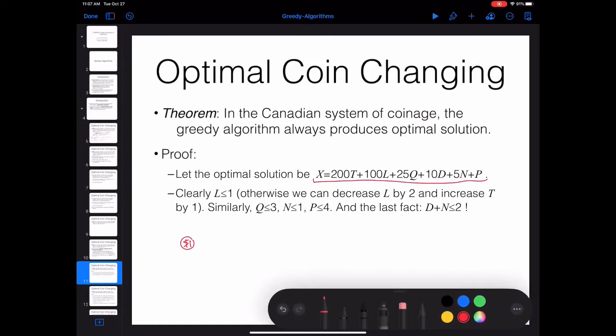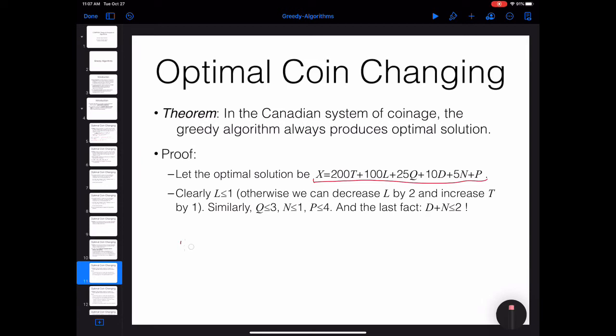maybe it's not the best way to write it, but if you are going to use two loonies, I can simply claim that instead of 2 loonies, you can use 1 toonie, right? And it's going to give you fewer coins. So this is the first fact, that the number of loonies in the optimal answer is definitely less than 2, less than or equal to 1. Okay, it's going to be either 0 or 1 loonie.